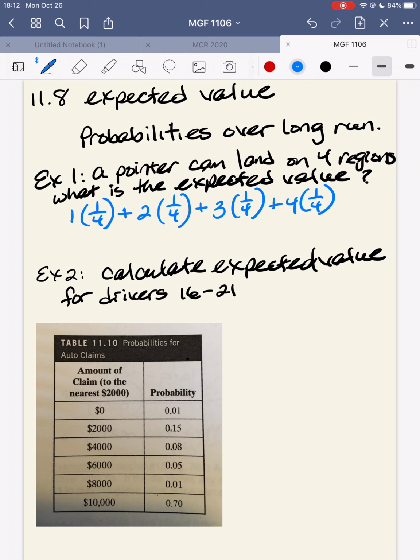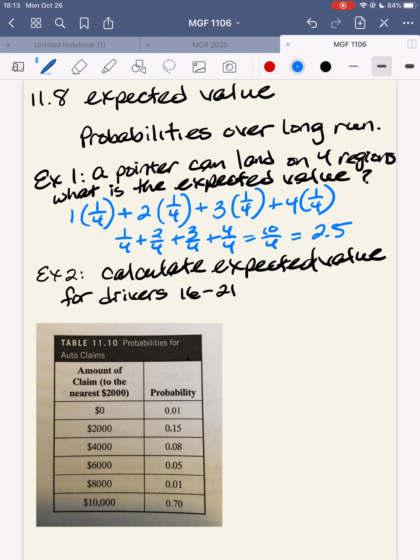Okay? Which means we're going ahead and adding some fractions. You could do this in your calculator also, but we have 1 over 4 plus 2 over 4 plus 3 over 4 plus 4 over 4. And if I add all these together, 4 plus 3 is 7, 10 over 4, which is 2.5. Okay, so my expected value is 2.5, and what I did is took the probability and multiplied it by each region there.